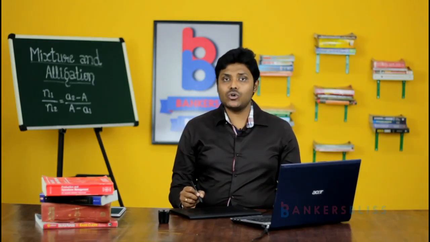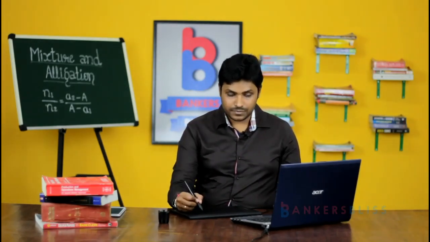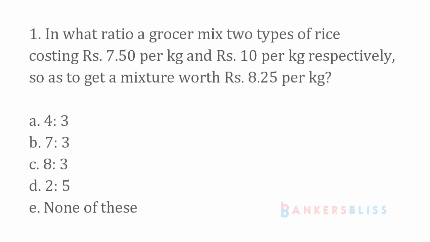Okay, let's go to the problems. Problem number 1. See here, in what ratio should a grocer mix two types of rice costing 7.5 per kg and 10 per kg respectively, so as to get a mixture worth rupees 8.25? Means what? 10 rupees per kg, 7.5 per kg. After mixing both, you should get 8.25.